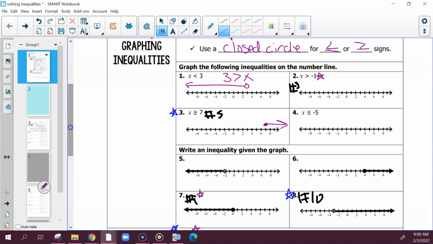Questions on those two before we do some other examples? Why would the circles be closed on number 2? Because this one has this equal to symbol underneath the sign. Everything that has the equal to is closed. Yep.